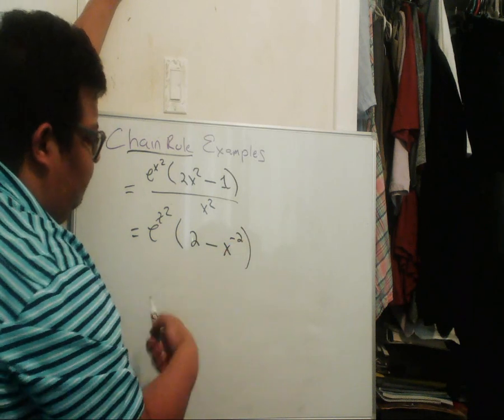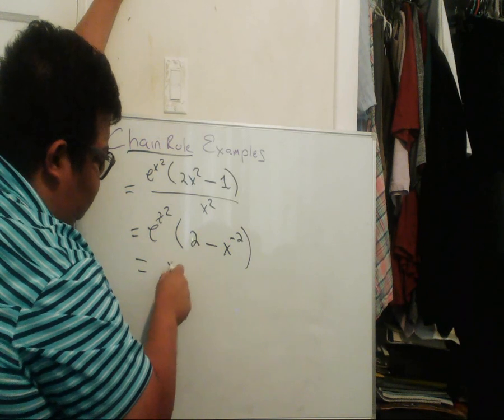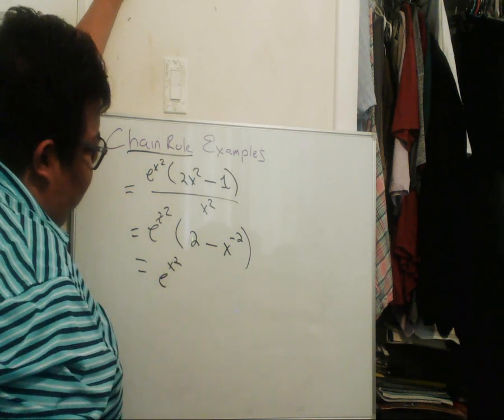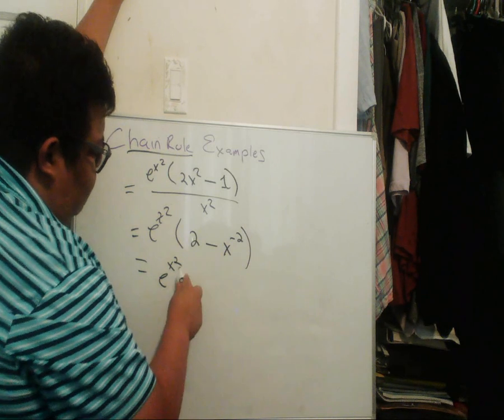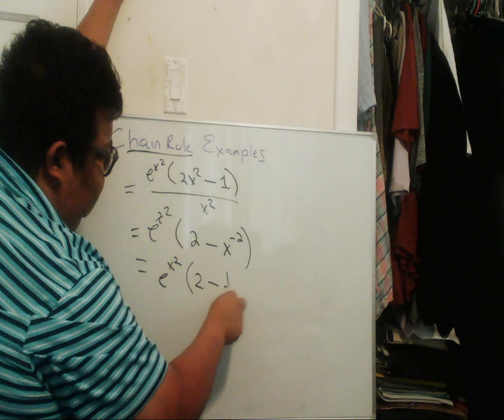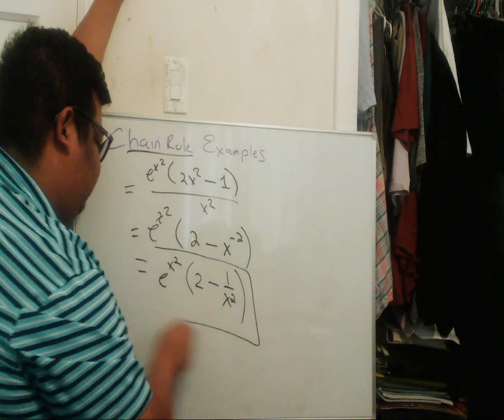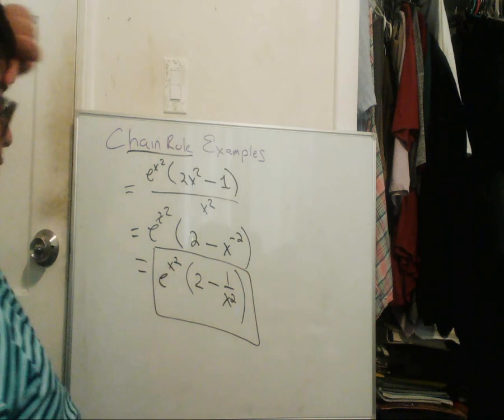If you don't want to have negative exponents, because some teachers require that you don't have negatives, you can leave it as follows: e to the x squared times 2 minus 1 over x squared. Either way is correct, and this will be the final answer, the final derivative solution.